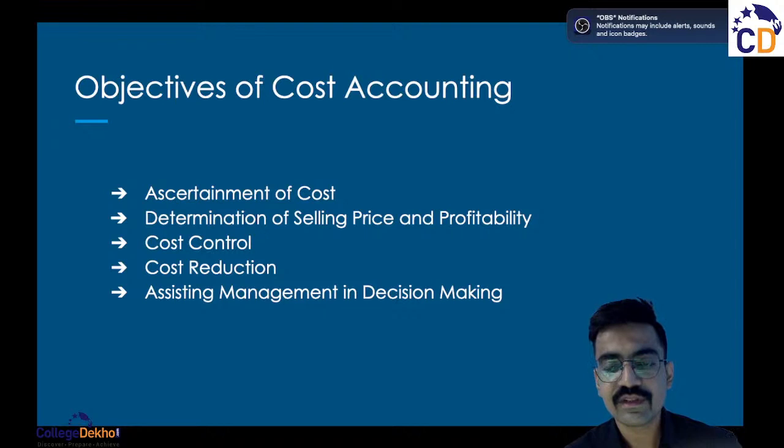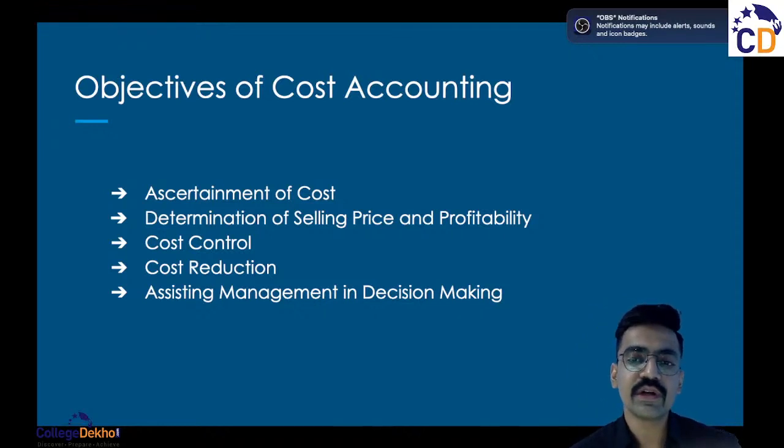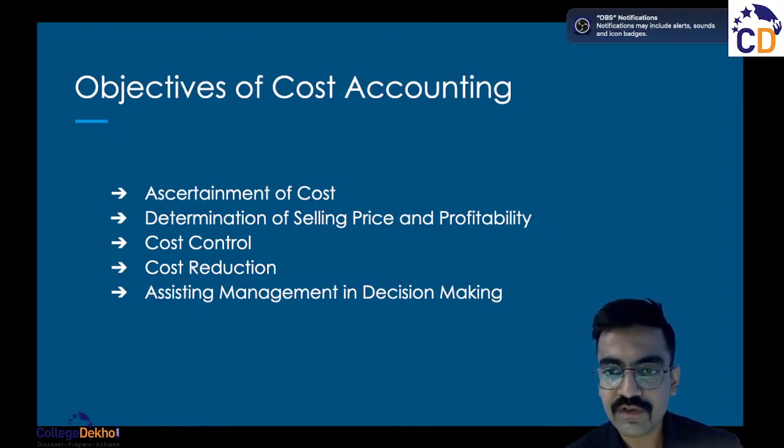Right, so the various types of costs that exist in any business could be related to the cost of raw materials, or the cost of services that are used in order to arrive at the final product, or in order to arrive at the final service. Right, so the ascertainment of different types of costs is done here with the help of the cost accounting process, where the costs that exist in the business are accounted for in the books of the company. Right, so this was the first objective.